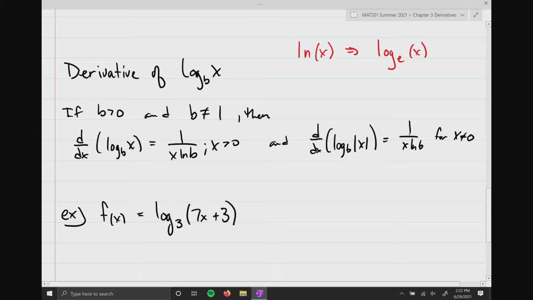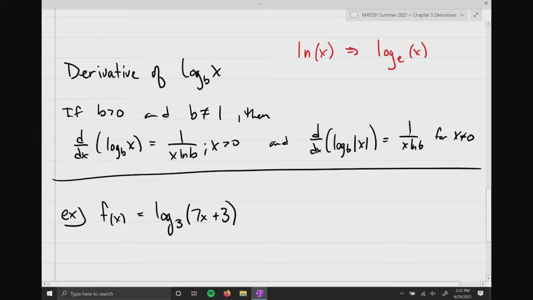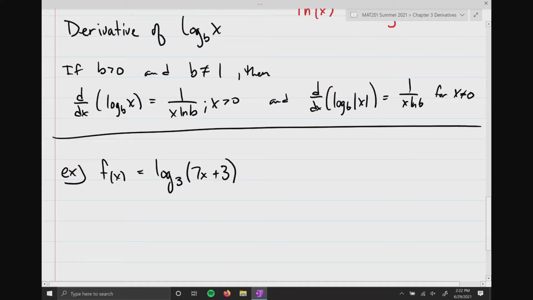So the derivative of log base b of x is what we're defining. So if b is greater than 0 and b not equal to 1, and we're just covering all bases here in terms of letting x be greater than 0 and letting x not equal 0, they're both basically the same. The derivative of log base b of x is going to be equal to 1 over x times the ln of b for values of x that are greater than 0.